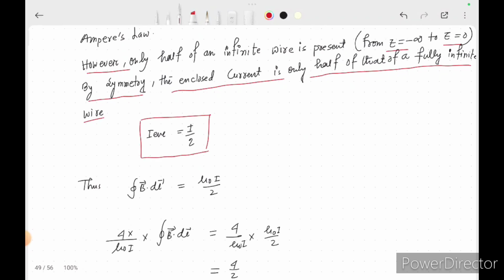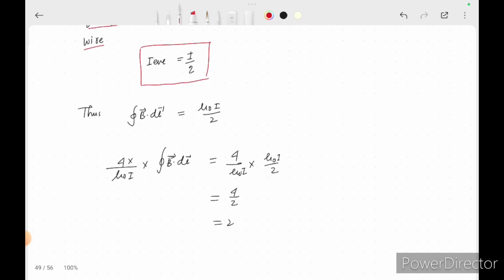So finally we get the integral of B dot dl equals mu 0 I by 2, because I by 2 is the total current enclosed in the Amperian loop. So finally we get the integral of B dot dl equals mu 0 I by 2.